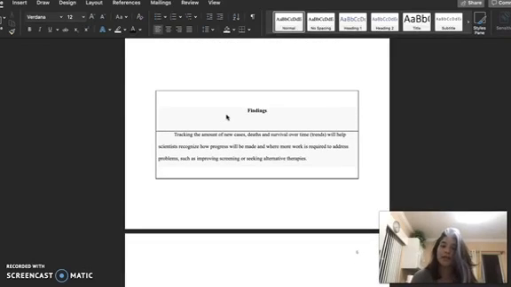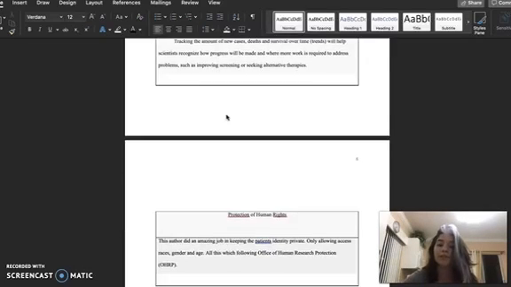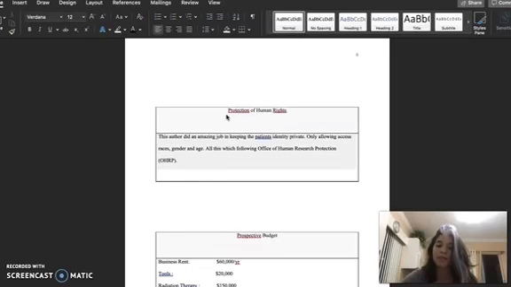The findings. Tracking the amount of new cases, deaths, and survival over time will help scientists recognize how progress is being made and where more work is required to address problems such as improving screenings or seeking alternative therapies. Protection of human rights. This author did an amazing job keeping the patients' identity private, only allowing access to race, gender, and age.